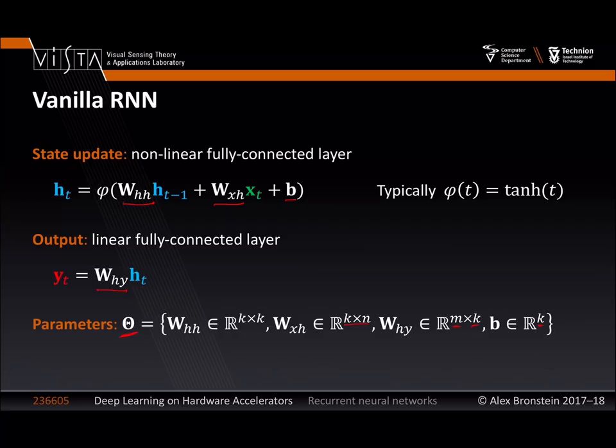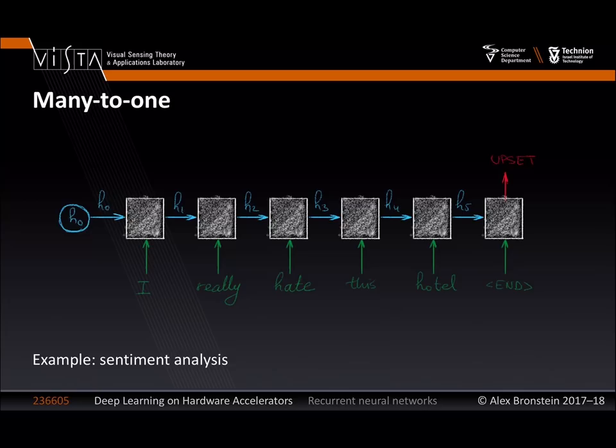Okay? So let me show you some typical uses of RNNs, and hopefully this will also emphasize the strength of using recurrence. One of the ways is called many-to-one. Many refers to inputs, and one refers to the outputs. For example, I'm feeding the network with a time sequence that contains words in some representation. You will see in the tutorial how words can be represented as vectors, what is called vector embedding. But let's say I have the phrase: I really hate this hotel, end of phrase. So this is my sequence of six inputs.